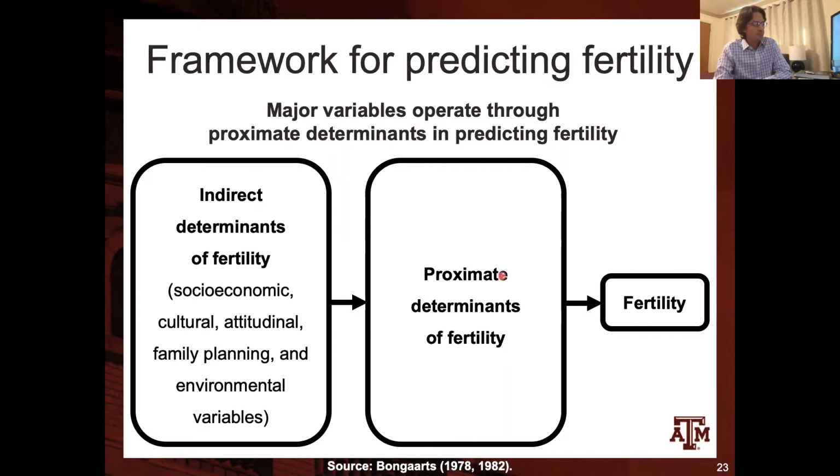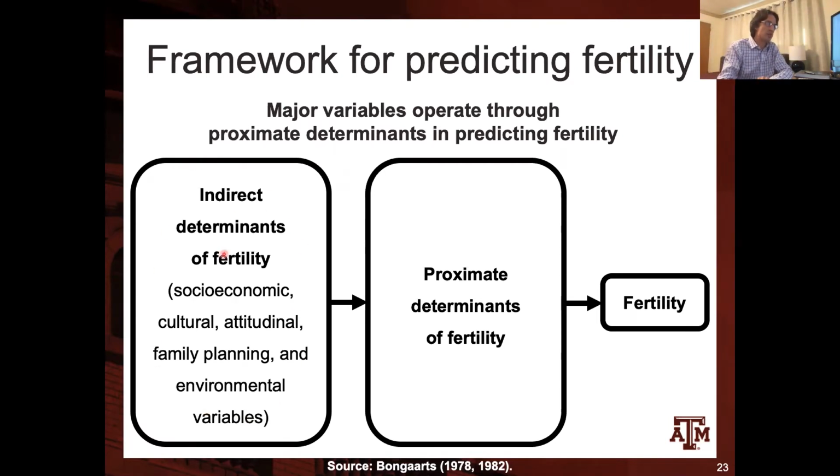So this framework here, and John Bongaarts is a major demographer in the world, and he's from here, from the US, who proposed the Proximate Determinants of Fertility. And he summarizes in these papers that there are a series of different determinants of fertility that are part of our society that shape the way in which women have more or less children, or when they have children during their reproductive ages. And these overall characteristics of our society are what are called the indirect determinants of fertility. So these are socioeconomic, cultural, attitudinal, family planning, environmental variables. But these are more overall ways in which the society is organized.